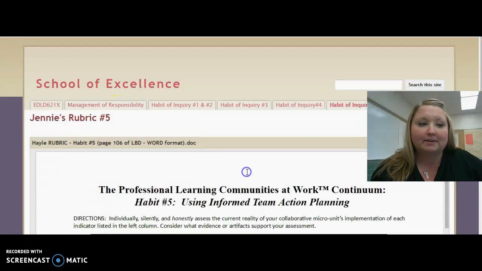Welcome to Habit of Inquiry 5. As we look at this one, it is the last piece of the Plan, Do, Study, Act cycle in the aspect of acting. So this is what do you do with all of the information that you've gathered. It's what do you do with it?